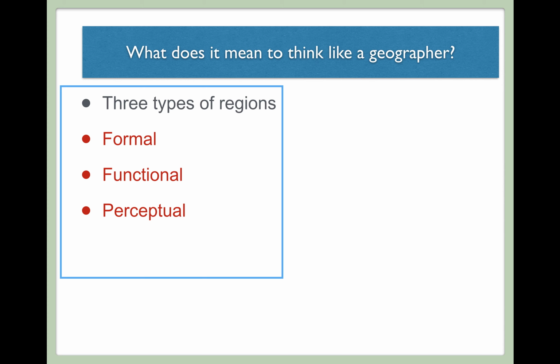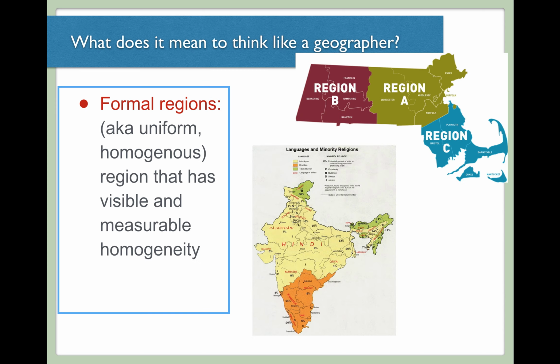There specifically, though, are three types of regions. There's a formal region, a functional region, and a perceptual region. There's actually three separate names for that last one. No need to write this down necessarily because I'm now going to break each one of these down. A formal region is actually the one that's easiest. Even though it's hardest to define, it's the easiest to understand because a formal region is essentially what you walked into this classroom understanding a region to be, an area where people have something in common.